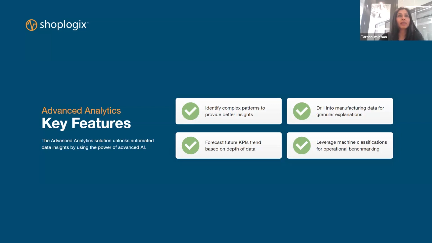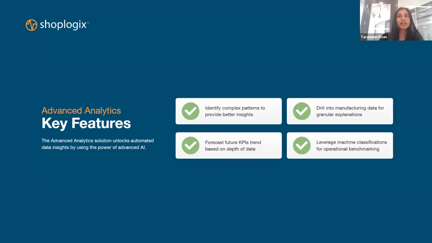Forecast, another great capability of advanced analytics that can start to look at your future KPI trends, again, based on the depth of data that it accumulates. So over time, with the historical data that we have in place, we can start to predict through the different models that are available in our forecasting feature how the future trend will look.